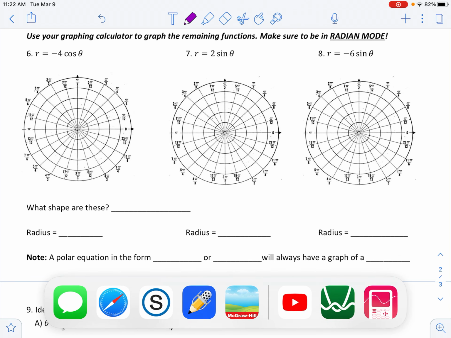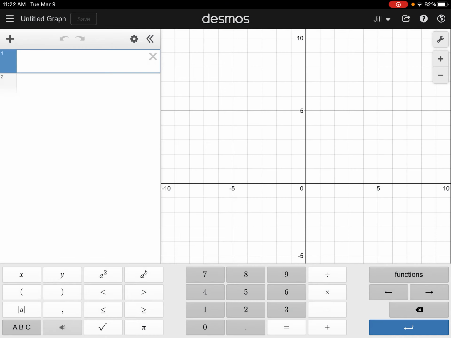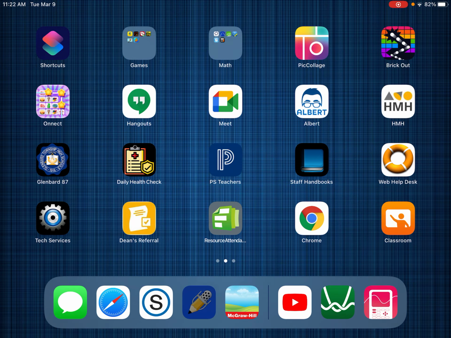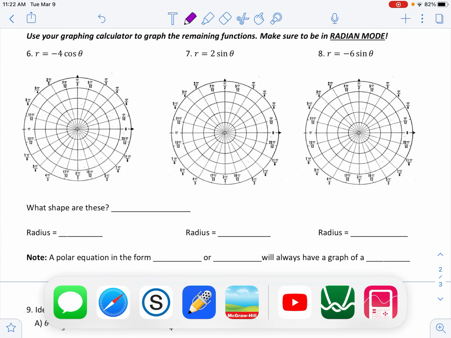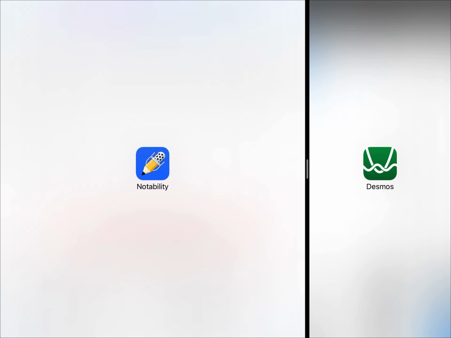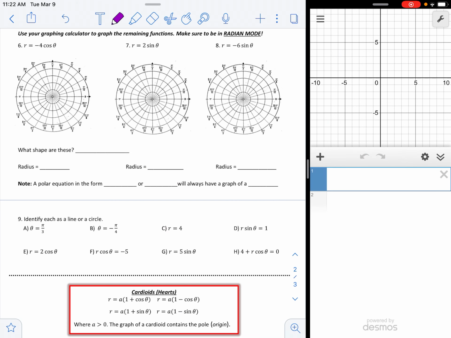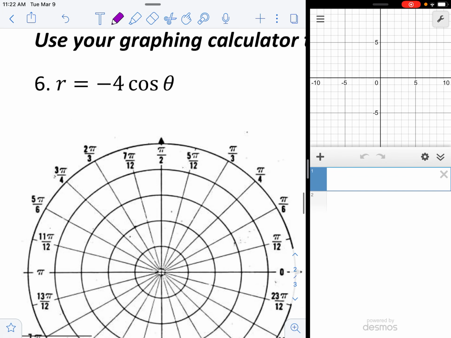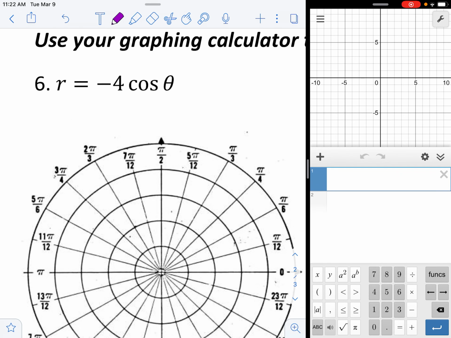Actually, I'm going to use Desmos. I was going to use both for a second. Oops, I wanted to open it side by side. Maybe on the other one I'll show you, and on day 2, I'll show you how to type it in your calculator if you want to. That's what I'll do. Okay, so let's type in this first one to see what it looks like.